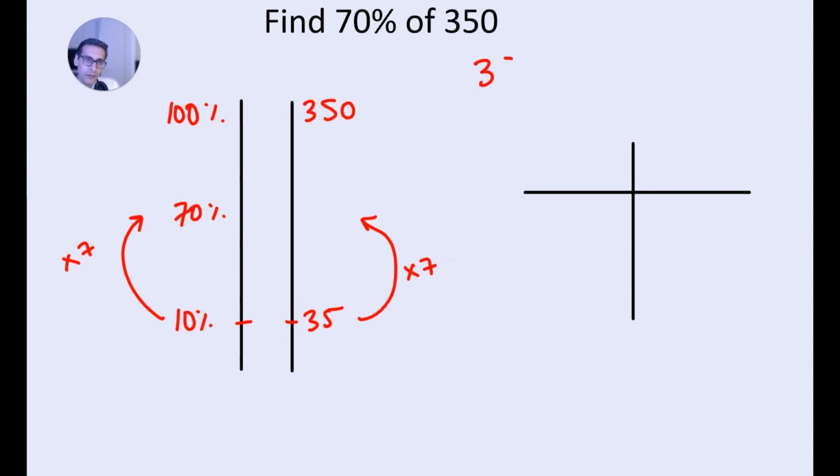So 35 times 7. So 5 times 7 is 35. 7 times 3 is 21. Plus 3, 24. So we're going to get 245. Hopefully you've got that as your answer. And likewise, you can use the table to do this as well.